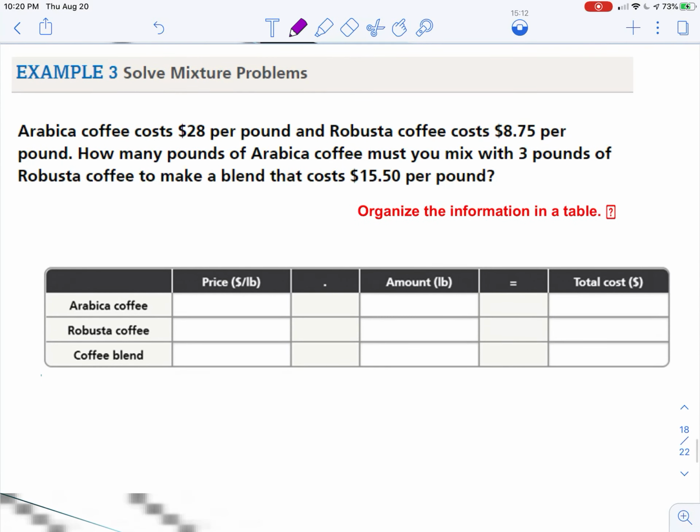Let's look at example 3 now. Example 3, we're going to be doing some mixture problems again. We did a few of these the other day. We're going to take a look at another one. Let's go ahead and read what this says.